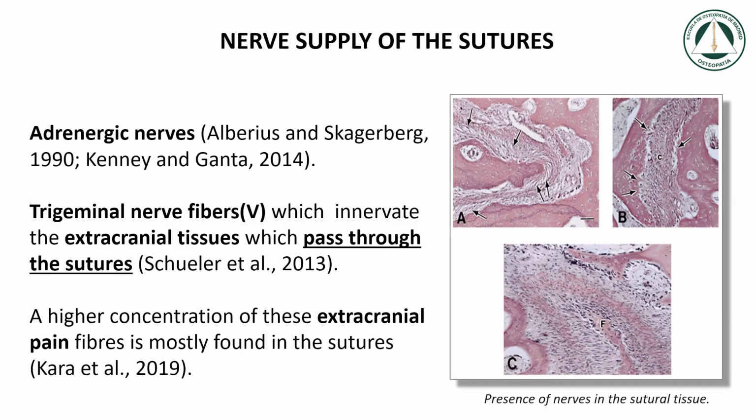Nerve supply of the sutures. Many authors identify the presence of adrenergic nerves. Fibers of the trigeminal nerve, fifth cranial nerve, which innervate the extracranial tissues, pass through the sutures. A higher concentration of these extracranial pain fibers is mostly found in the sutures. The histologic pictures on the right show the presence of nerves in the sutural tissue.